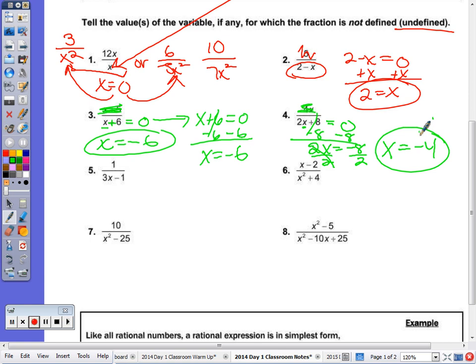Number 5, 3 times what minus 1 equals 0? Well, I have to make 3 smaller in order to subtract 1, so this really must be a 1, because 1 minus 1 is 0. Some of you will be able to see, what do I multiply 3 by to get 1? But if you don't, just don't spend too much time on it. Set it equal to 0 and solve. So add the 1. 3x equals 1, divide by 3, and x equals 1/3. If you go back and check, when you plug it in, 1/3 of 3 is 1, and 1 minus 1 is 0.